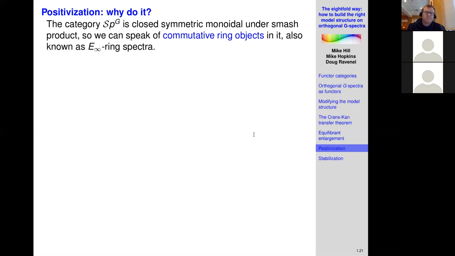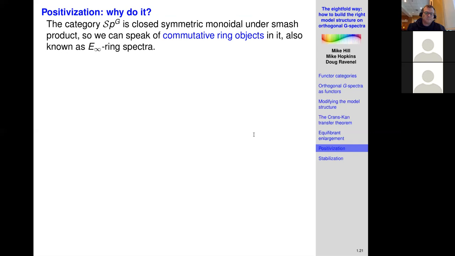I'm going to tell you why we want to do it. This category is a closed symmetric monoidal category. It has a nice smash product. So it has commutative ring objects in it that are also known as E-infinity ring spectra.